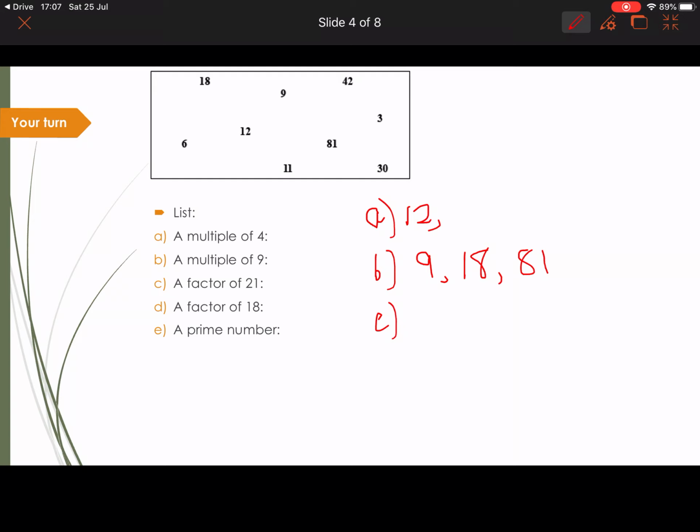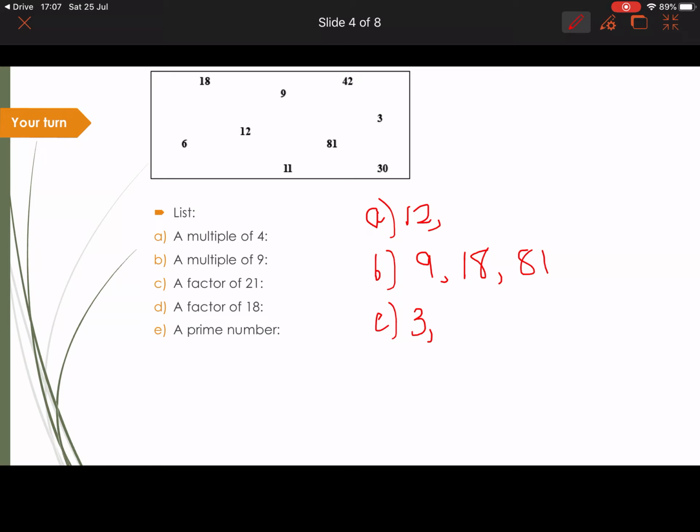A factor of 21, remember, means a number that goes into it. So straight away I know that 3 goes into 21 because 3 times 7 is 21. And that is the only answer, just 3.